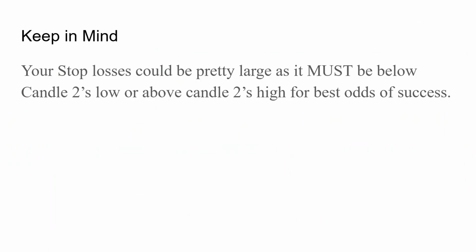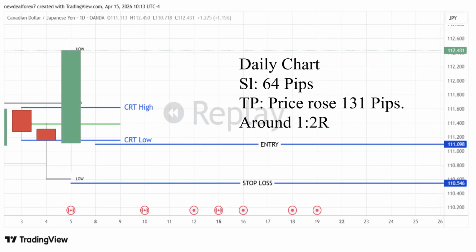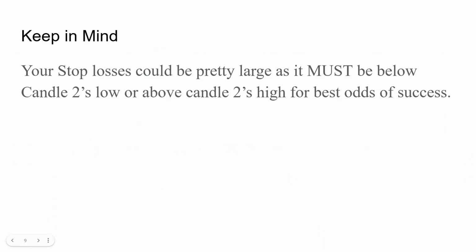So keep in mind, your stop losses can be pretty large because it must be below candle two's low, or high, and those could be pretty sizable. In some cases, you may be dealing with like a 100 pip stop loss. I mean, that's what it is. But don't think it's strange. Either way, stop loss goes where it goes. I'm not saying try to put it a little bit outside of the range. No. If you're swing trading for your best odds, your stop loss must go where price has not been, because you're counting on this low to not be taken out anymore.